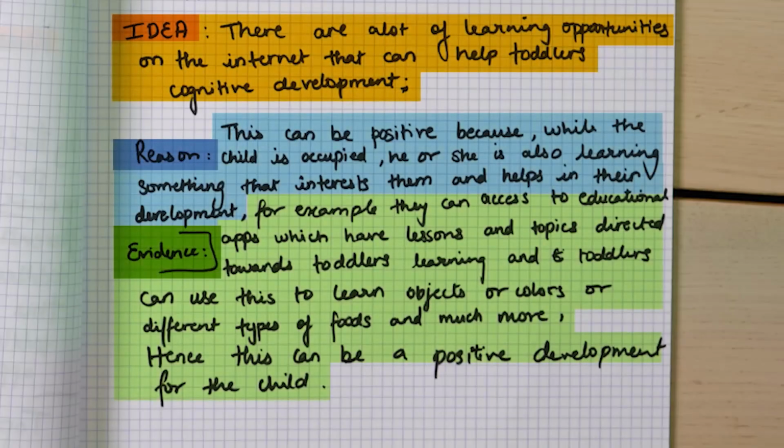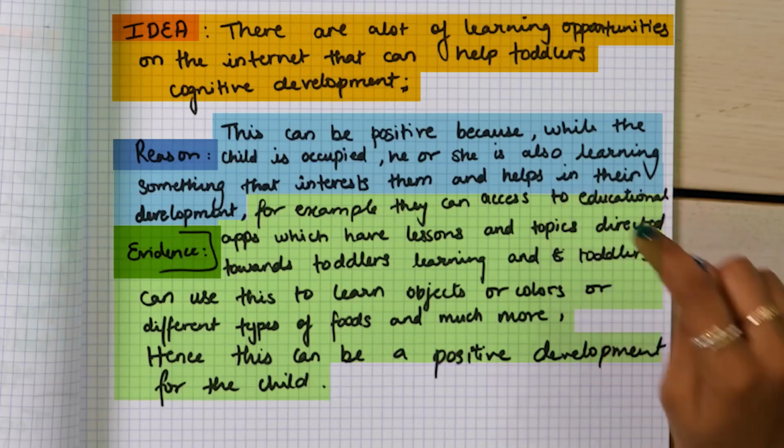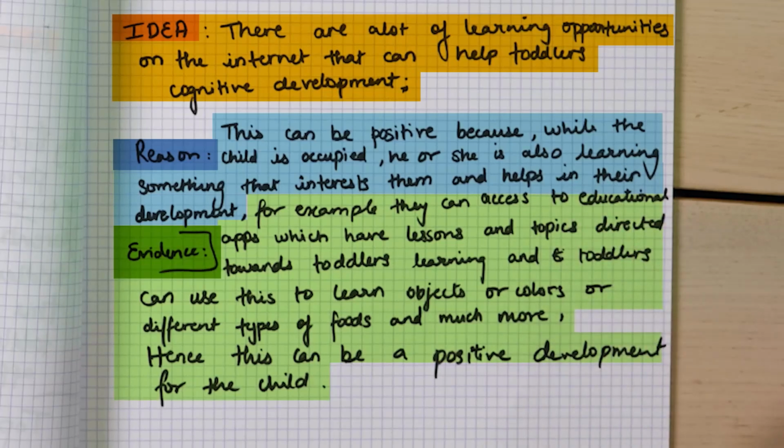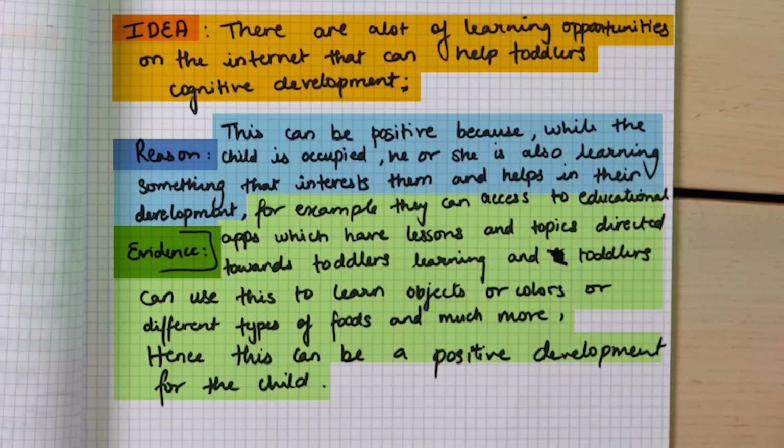So this could be positive because while the child is occupied, he or she is also learning something that interests them and helps in their development. For example, they can access educational apps which have lessons and topics directed towards toddlers' learning, and toddlers can use this to learn objects or colors or different types of food and much more. Hence, this can be a positive development for the child.